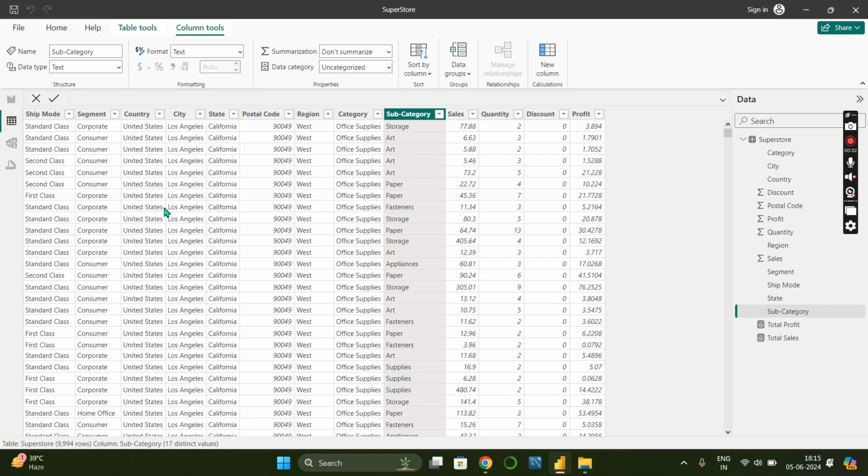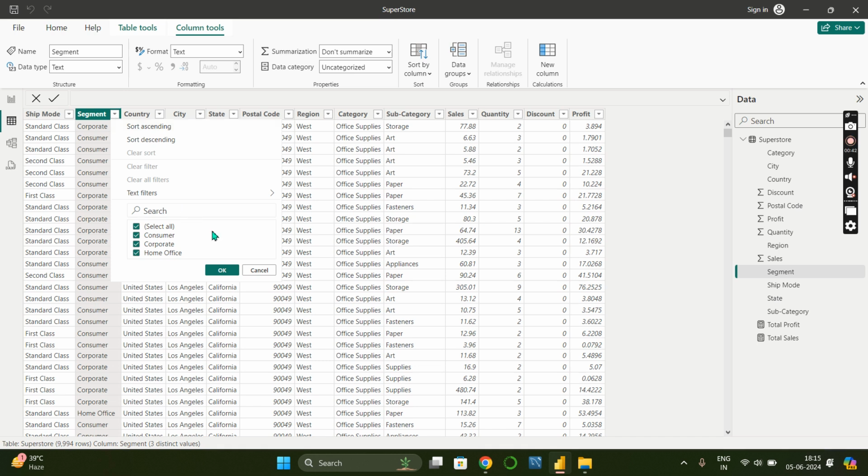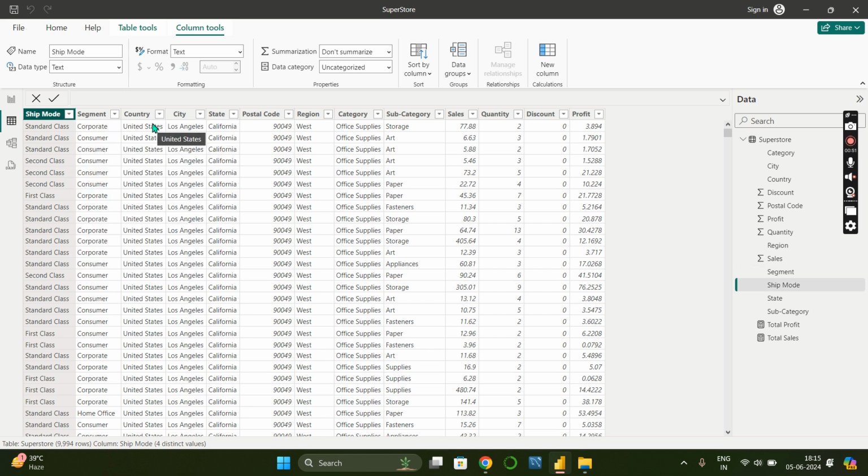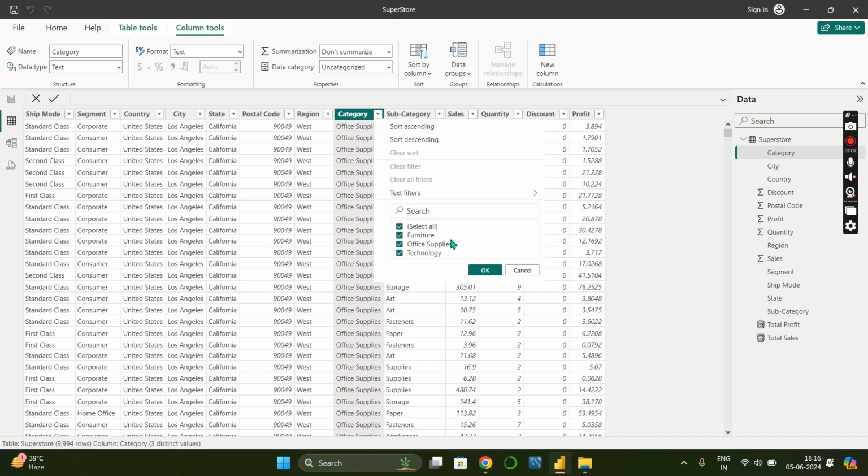As can be seen here, there are some columns in this Superstore dataset. Basically, there are three segments: consumer segment, corporate segment, and home office segment. Based on ship mode, first class, same day, second class, standard class, these are the ship modes. The only country considered in the dataset is United States. There are different cities, states, postal codes, and regions. There are three different categories: furniture, office supplies, and technology.